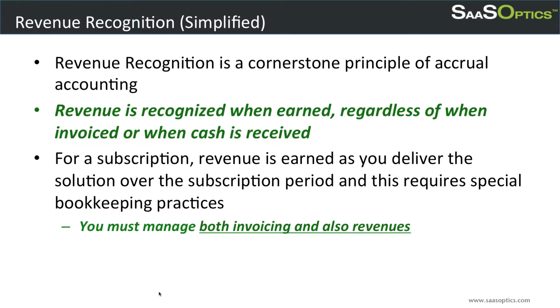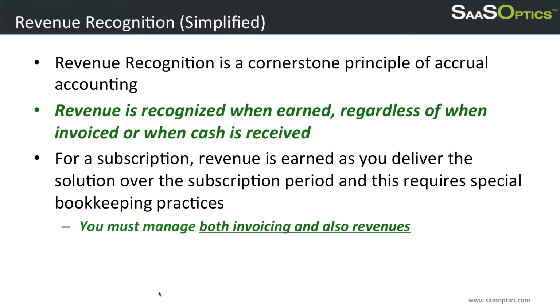So revenue recognition is a cornerstone principle of accrual accounting. And the whole purpose of doing accrual accounting is to create GAAP compliant records. Accrual accounting is essential for GAAP compliant accounting. It's not necessary for all tax reporting, accounting, and other types of financial reporting, but for GAAP reporting, you really need to be doing accrual accounting, and revenue recognition is a cornerstone of that.